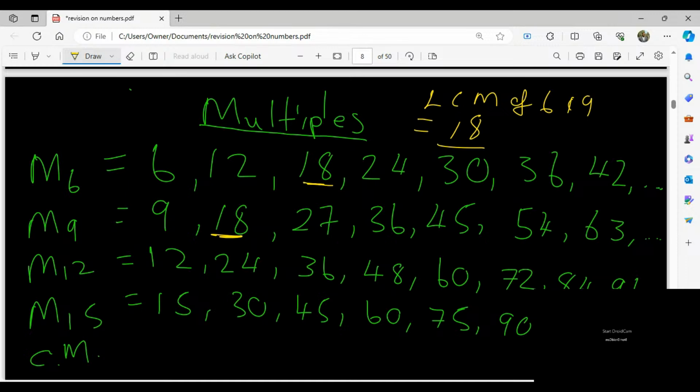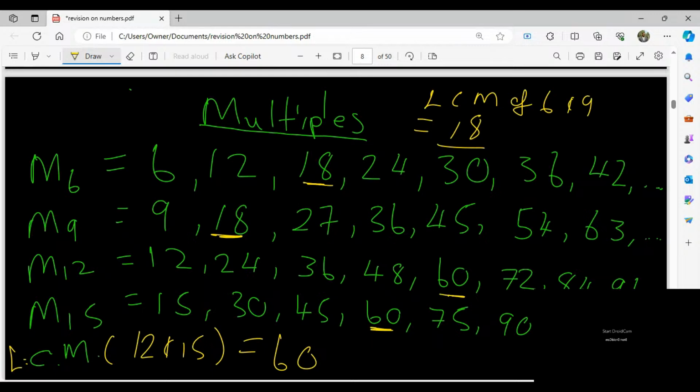Let's say, for example, another question says, find the lowest common multiple of 12 and 15. Again, we use the same technique. There's a 12 here, there's no 12. There's a 24 here, there's no 24. There's a 30 here, there's no 30. 36 here, no 36. 45 here, no 45. 48 here, no 48. 60 and 60. So the lowest common multiple of 12 and 15 would be 60. You can continue like this if you want.